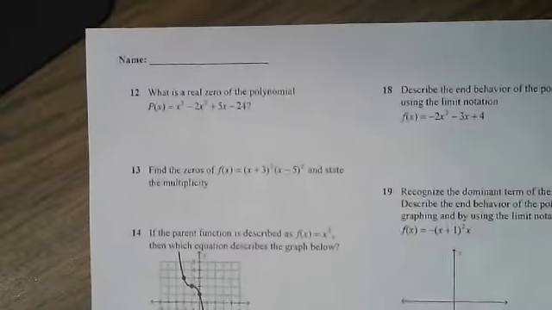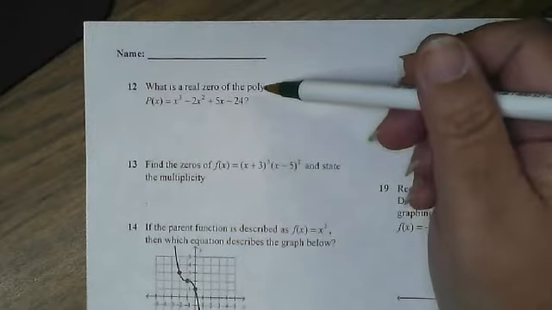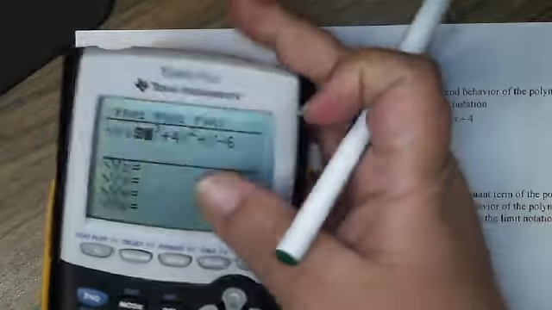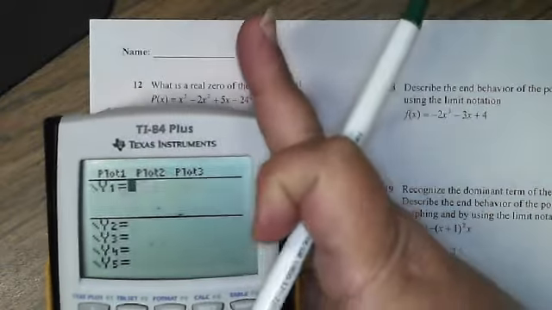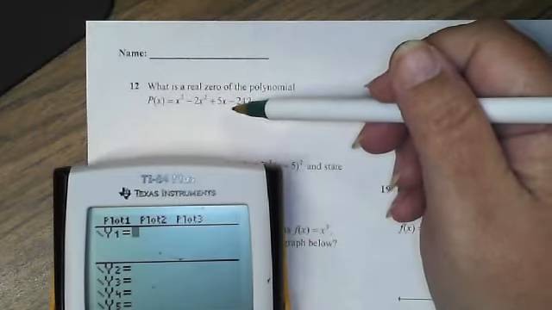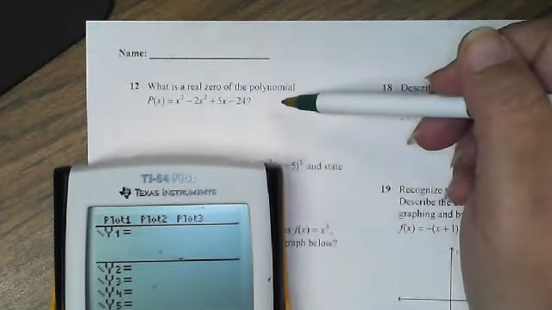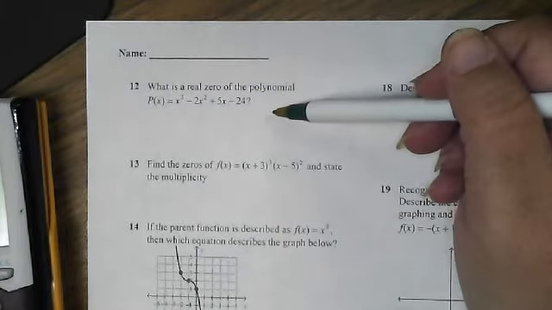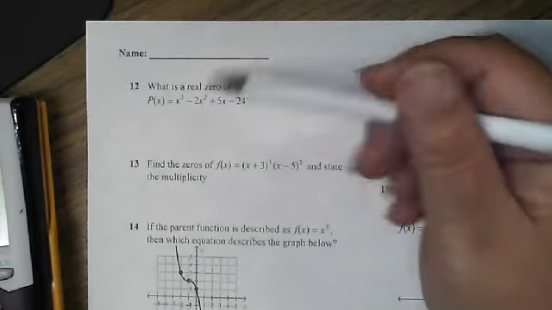Then we started with problem number 12. What is the real zero of the polynomial? Please use your calculators. Go to your y equals, plug it in, whatever it is, and find out what your zeros are and see what the real zero would be. If you want to, you could do the factors of 24 and tell me all the positive negatives. That's another option as well. But if they're looking for the actual real zero, plug it into your calculator.